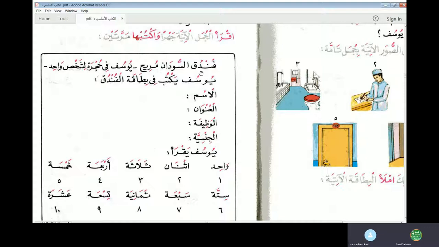Funduku Sudanu murihun. The Sudan hotel is comfortable. Yusufu fi hujrati li shakhsin wahid. Li shakhsin wahid, li is a preposition. Yusuf in the room, Yusuf is a single person. Yusuf is in the room for one person. Okay.